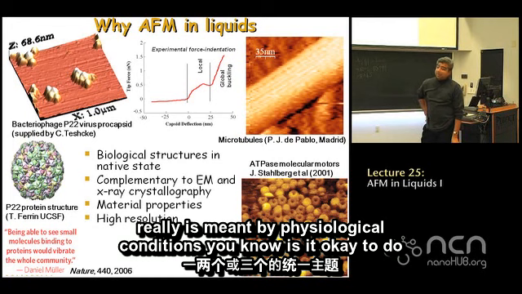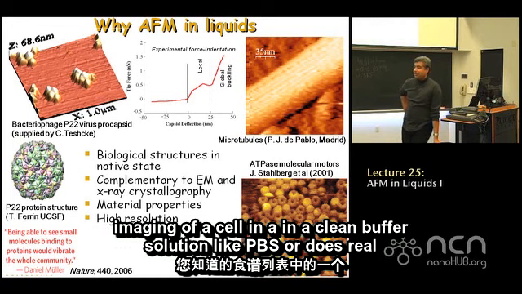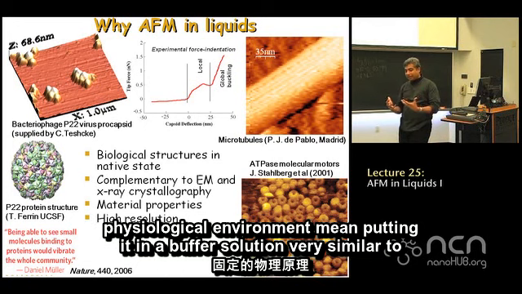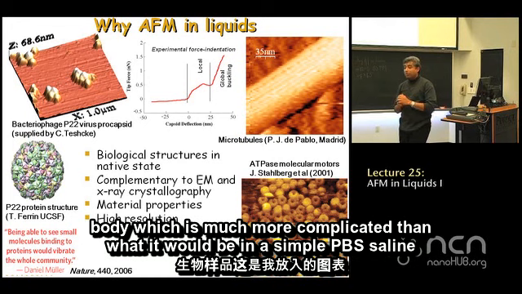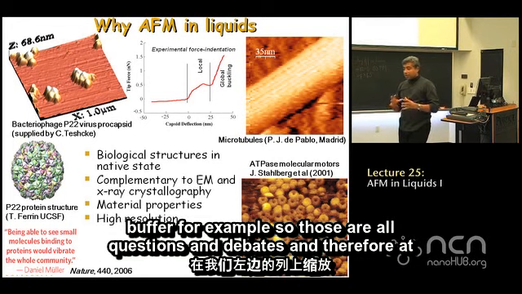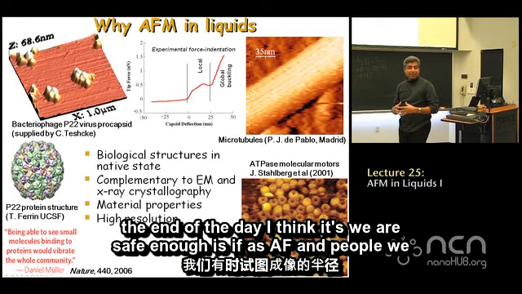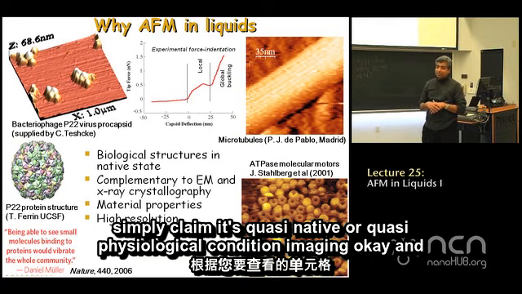Is it okay to do imaging of a cell in a clean buffer solution like PBS, or does a real physiological environment mean putting it in a buffer solution very similar to what it would encounter in the human body, which is much more complicated than a simple PBS saline buffer, for example? Those are all questions and debates, and therefore, at the end of the day, I think we are safe enough if, as AFM people, we simply claim it's quasi-native or quasi-physiological condition imaging.